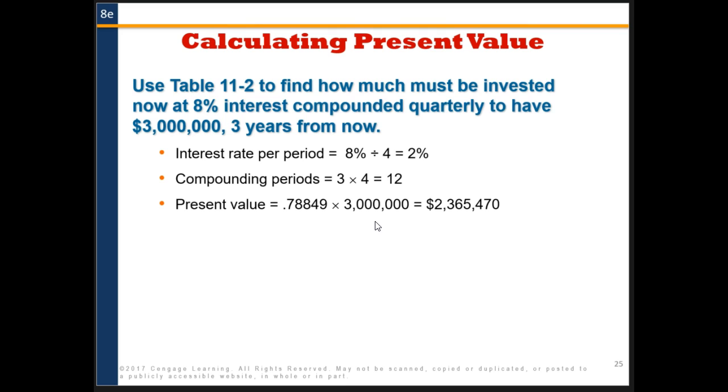So they're telling us the interest rate is 8%. We divide it by 4 because it's quarterly, and we get 2% per period. Our compounding periods is 3 years times 4 periods a year, which is 12. And the present value, again referencing our table, is 0.78849 times 3 million. So how much must be invested now? You have to invest $2,365,470 now to have $3 million 3 years from now.